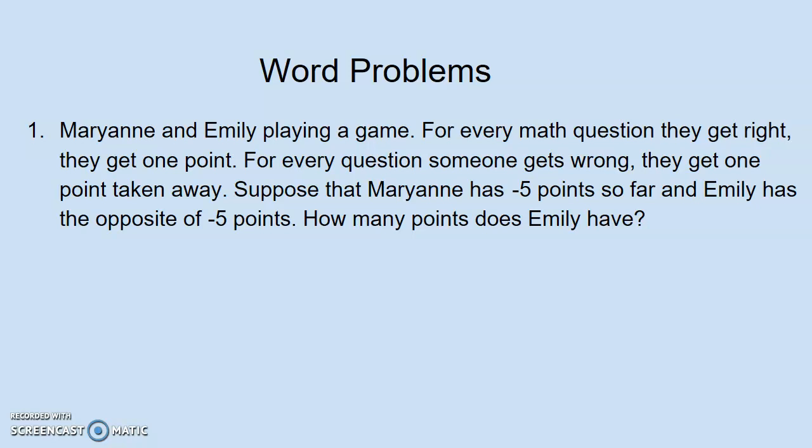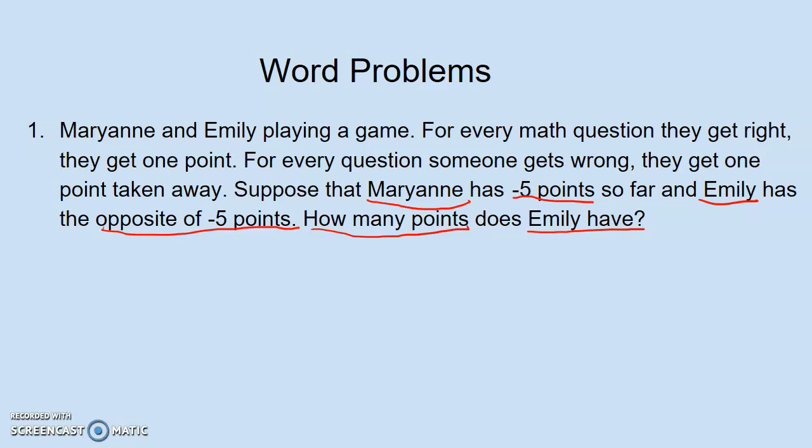Well, first we should underline the important information. So we know that Marianne has negative 5 points. And then Emily has the opposite of a negative 5 points. And then we're trying to find how many points Emily has. So we know that Marianne has negative 5 points, and Emily has the opposite of what Marianne has. So we're trying to find the opposite of negative 5.